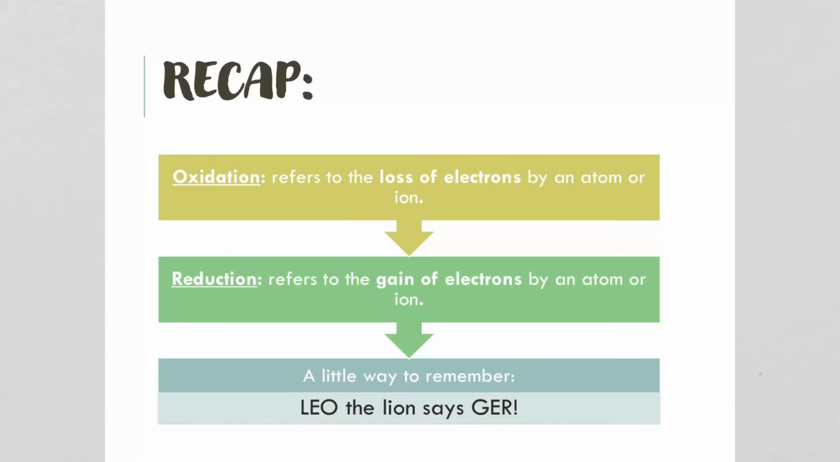To do a recap, oxidation is the loss of electrons by an atom or ion. Reduction is the gain of electrons by an atom or ion. And a little way to remember that is Leo the lion says grr. So loss of electrons is oxidation for Leo, and then gain of electrons is reduction for grr.